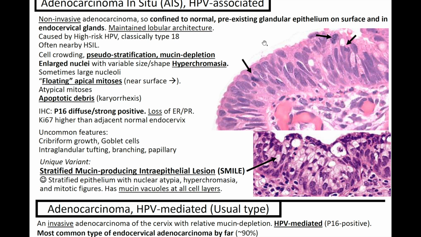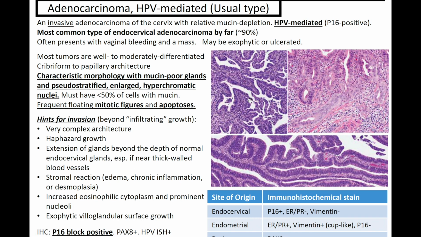Some uncommon features are cribriform growth or goblet cells, although it can happen. And a unique variant of AIS is stratified mucin-producing intraepithelial lesion, or SMILE, which is stratified epithelium with nuclear atypia, hyperchromasia, and mitotic figures, and it has mucin vacuoles at all cell layers, as shown here.